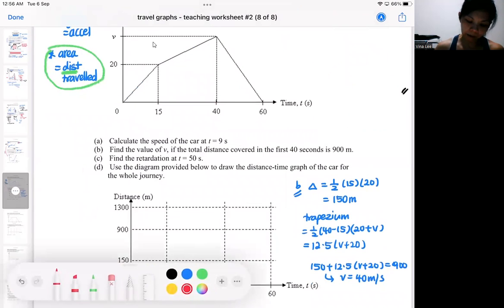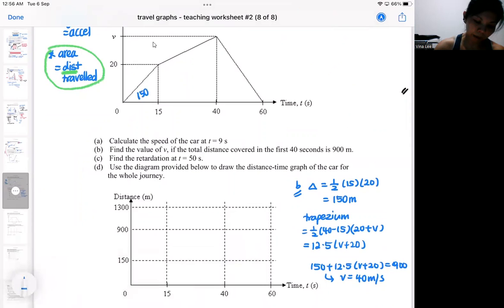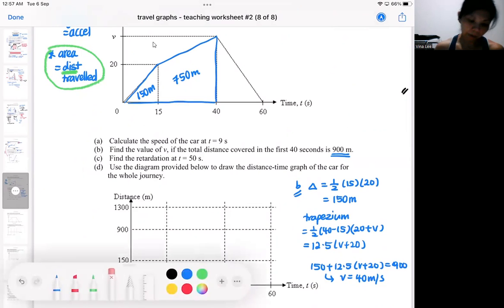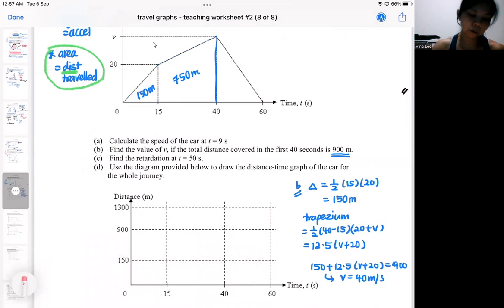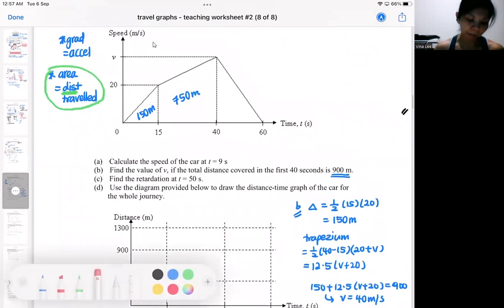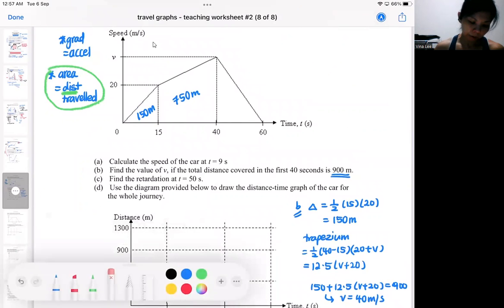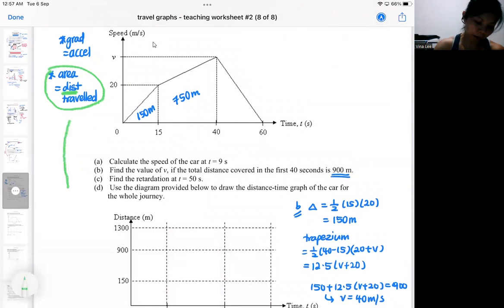So just now we discovered that this is 150. Okay, the trapezium part, you will get 750. Okay, how I know? Because the total is 900. Okay, so how do you convert using area? You got to calculate the area part by part. Okay, so the conversion has to be done using area.